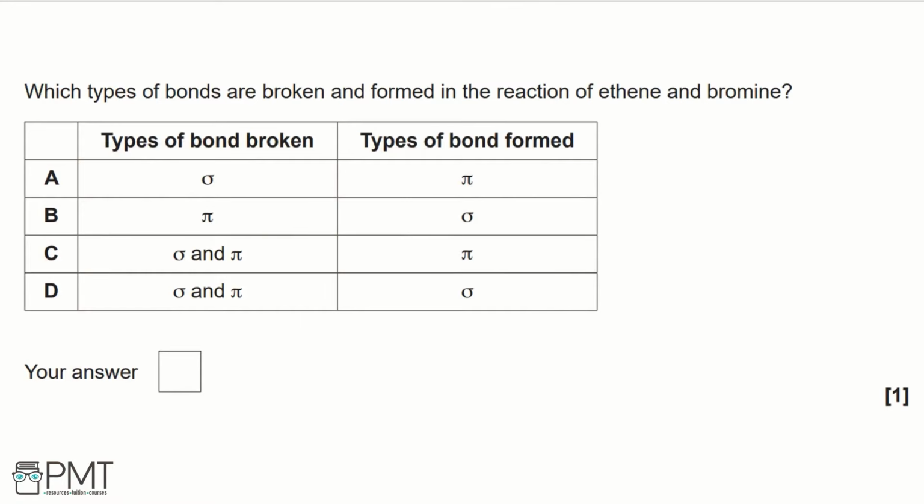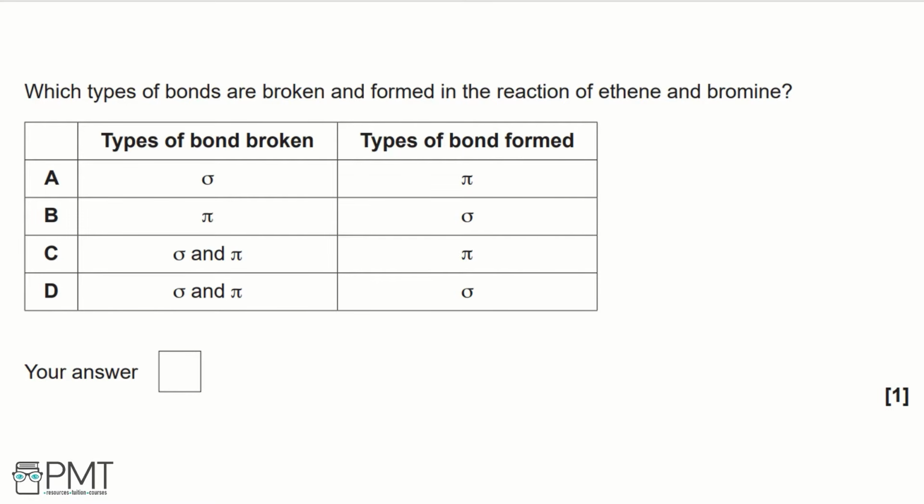Which types of bonds are broken and formed in the reaction of ethene and bromine? A. A sigma bond is broken and a pi bond is formed. B. A pi bond is broken and a sigma bond is formed. C. A sigma and a pi bond are broken and a pi bond is formed. Or D. A sigma and a pi bond are broken and a sigma bond is formed.